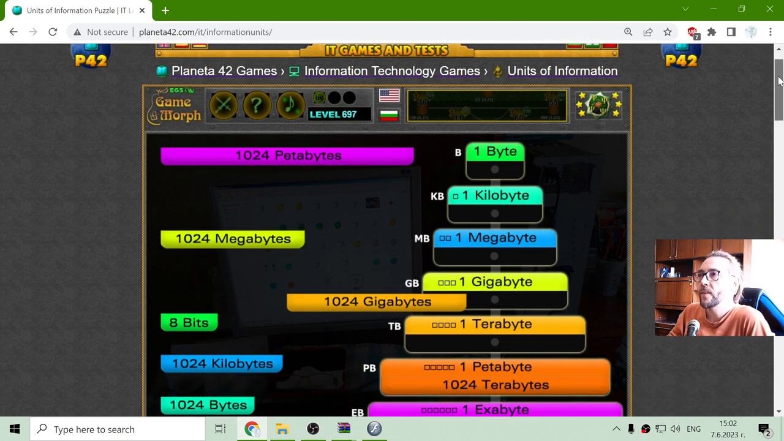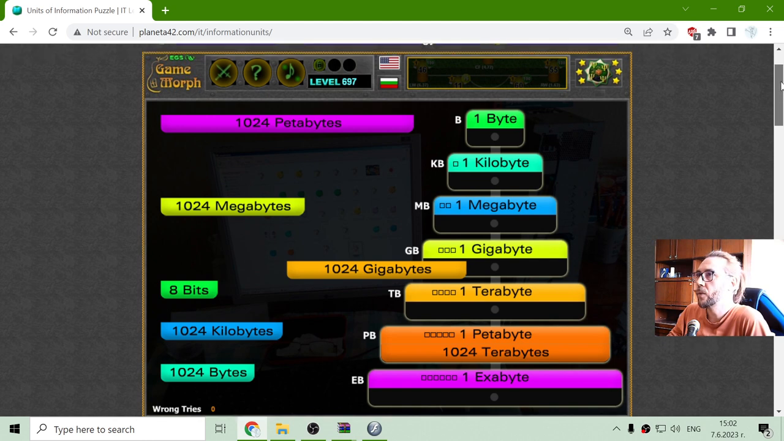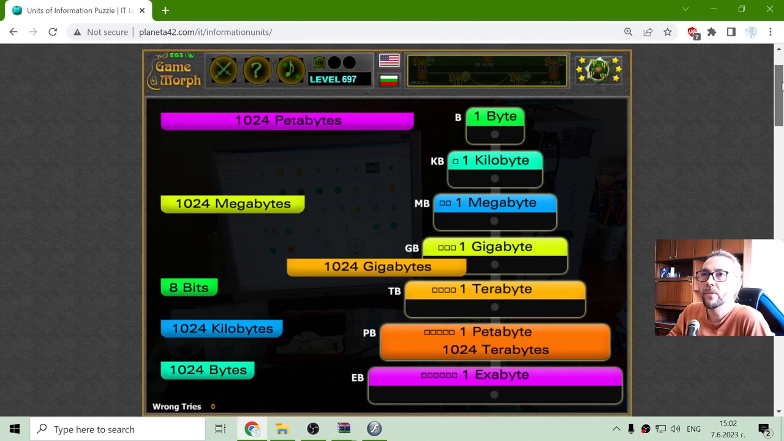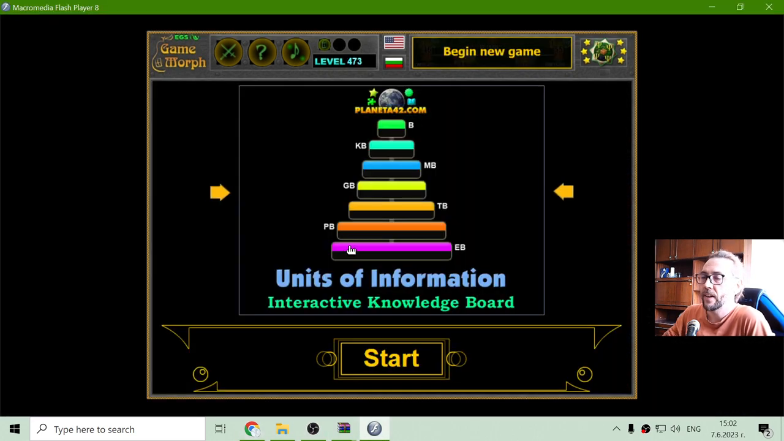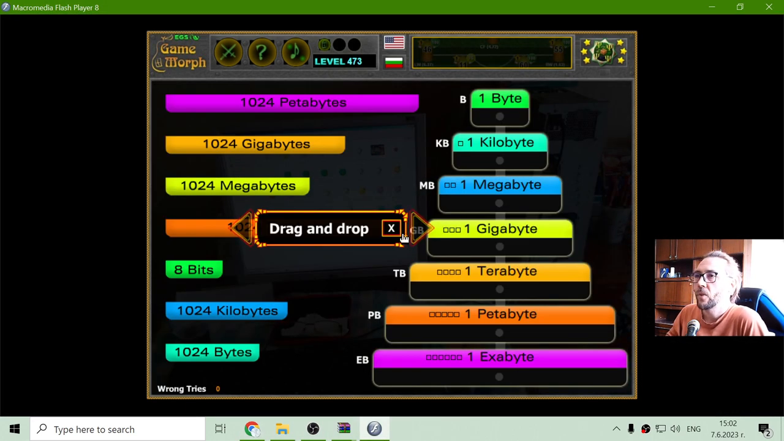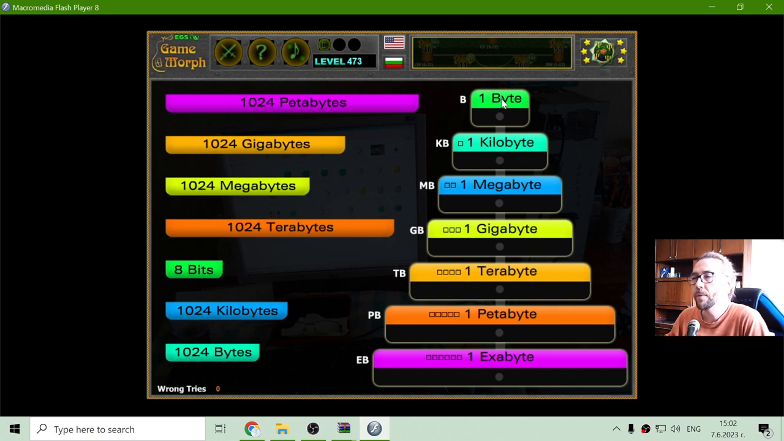Okay, so this is an exciting homework when we study the units of information. And I have downloaded it actually. So what I will need to do here is to drag and drop the units in the pyramid. Alright, now that pyramid will show the units of information equivalents.